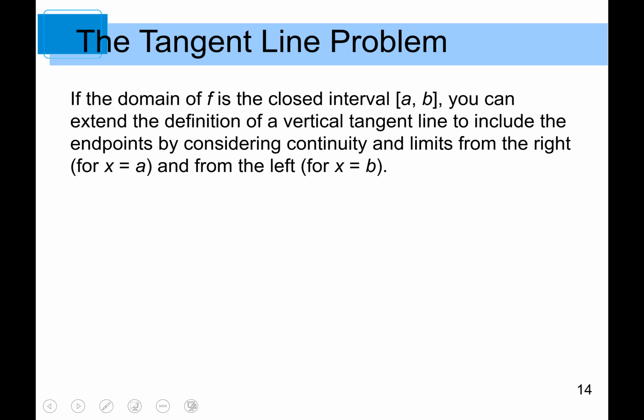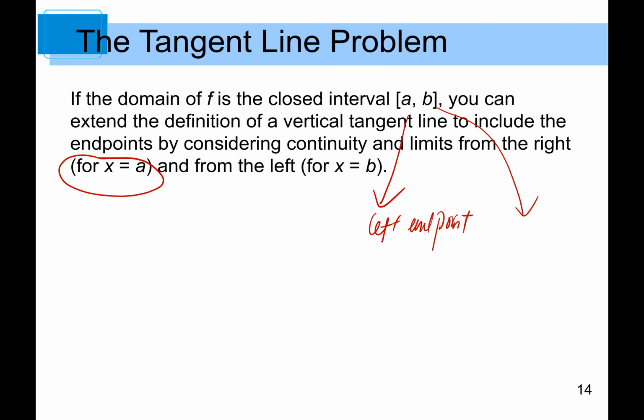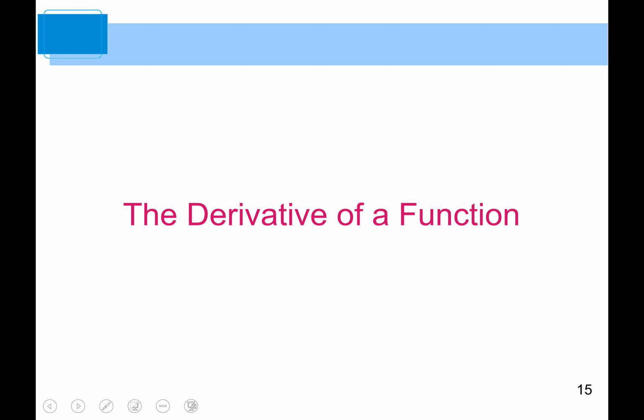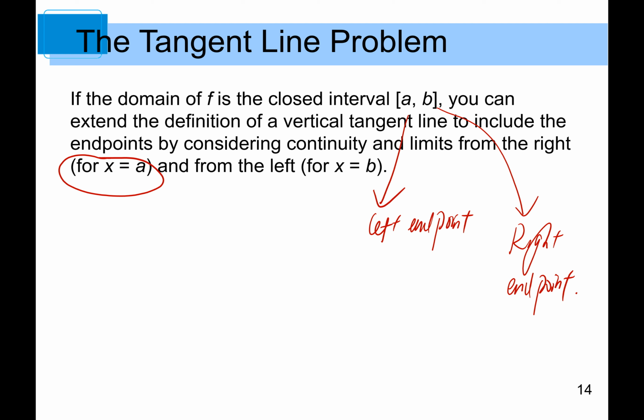If the domain of f is a closed interval, square brackets a, comma, b, you can extend the definition of the vertical tangent line to include the endpoints by considering continuity and limits from the right at x equals a, the left endpoint, and from the left at x equals b, the right endpoint.